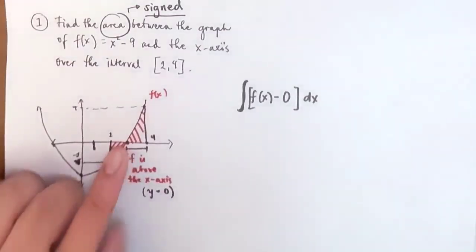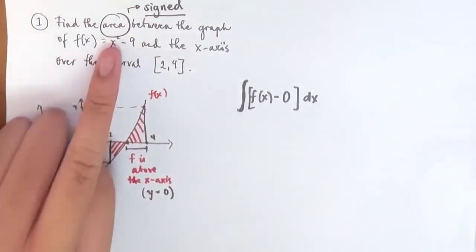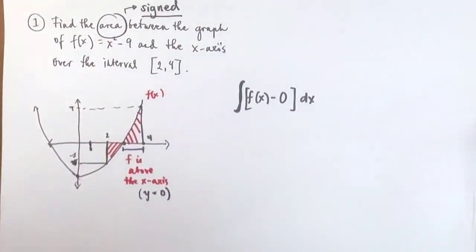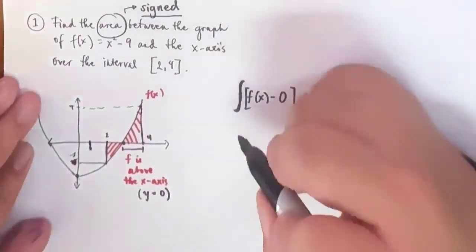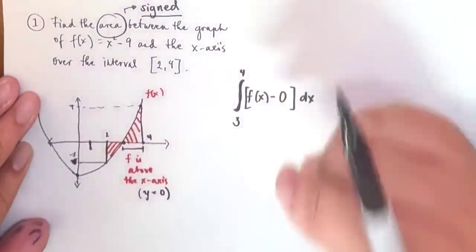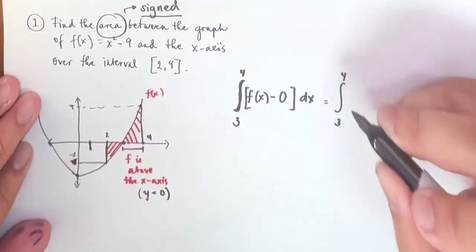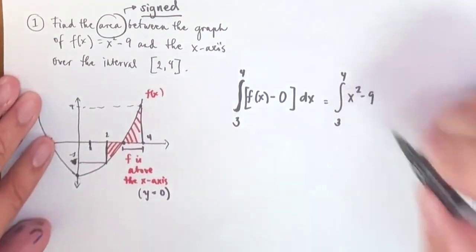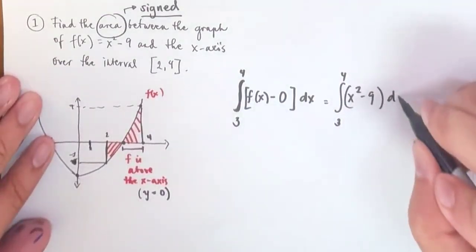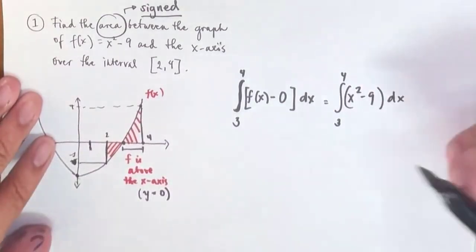What is this point right here? It's the point where x squared minus 9 crosses the x-axis. And to solve for that, you just equate x squared minus 9 to 0. In that case, you're going to get that x is equal to 3. So from 3 to 4, f of x minus 0 dx, which is the integral from 3 to 4 of x squared minus 9 minus 0 dx. Okay.